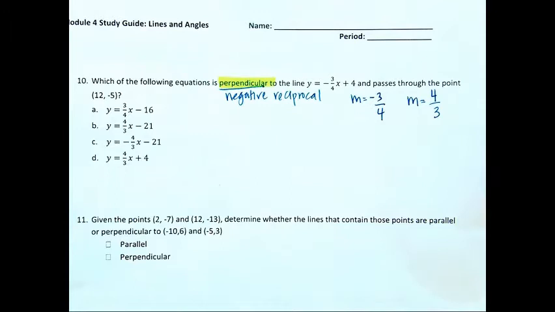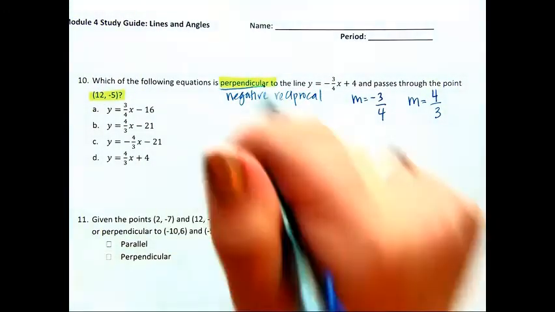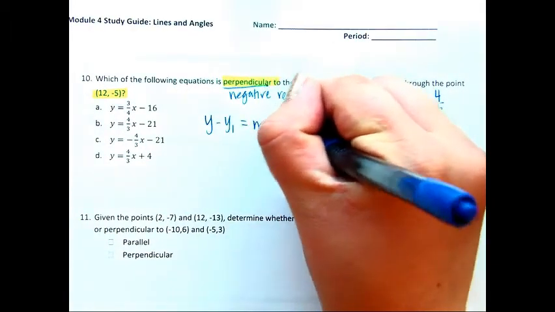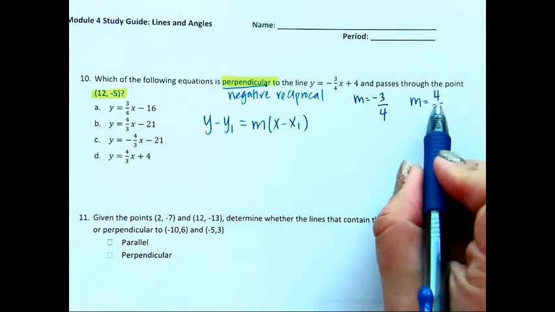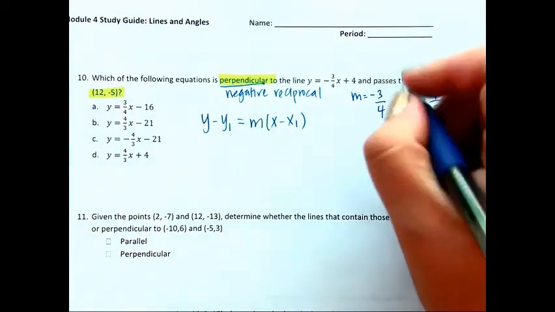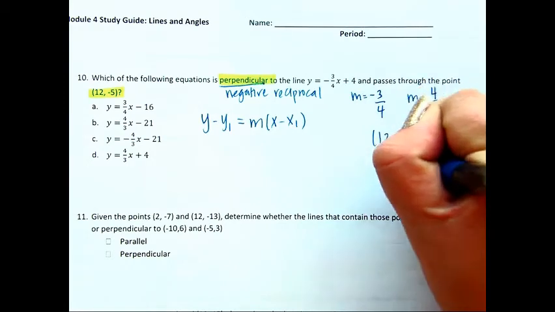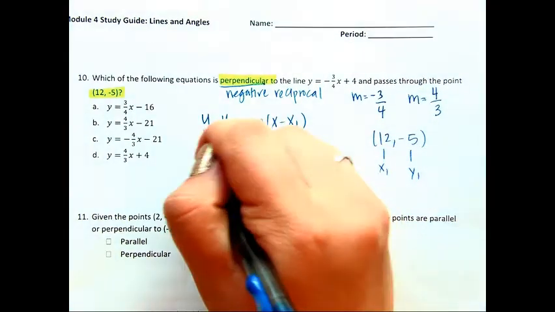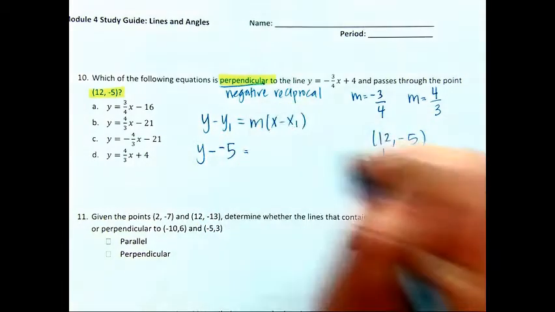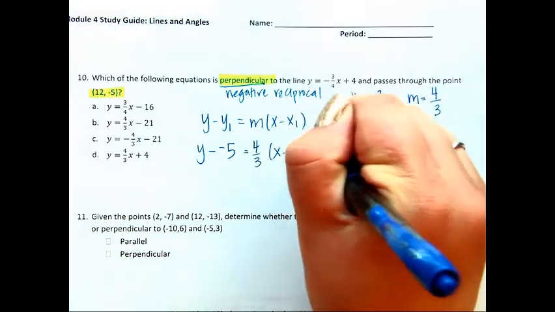And I want it to pass through this point 12, negative 5. So I need to use point slope form. y minus y1 equals m times x minus x1. We're going to plug in 4 over 3 for our slope and then 12, negative 5 for our point. So 12 will be my x1, negative 5 will be my y1. So then we have y minus a negative 5 equals 4 over 3 times x minus 12.